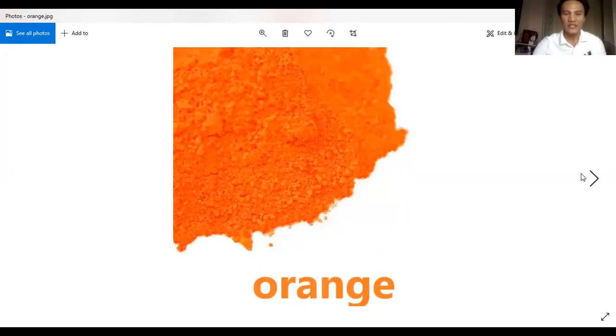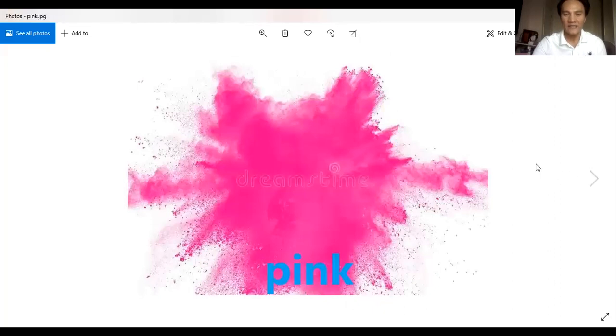Do you see it? What color is it? It's orange. Okay, again, orange. Again, repeat. What is it? What color is it? It's orange. Very good. Okay, next. How about this one? What color is it? Again, what color is it? Very good. It's pink. Again, it's pink.